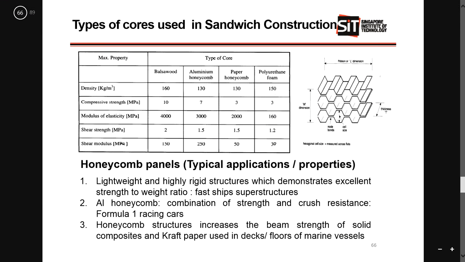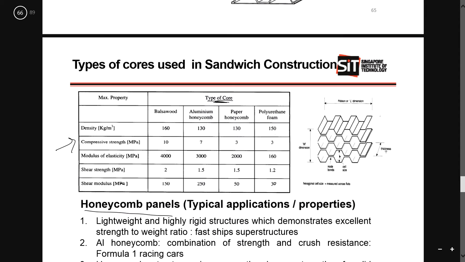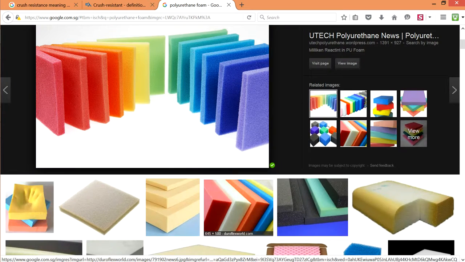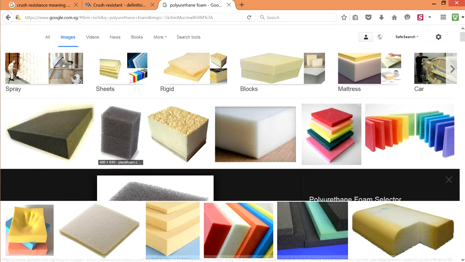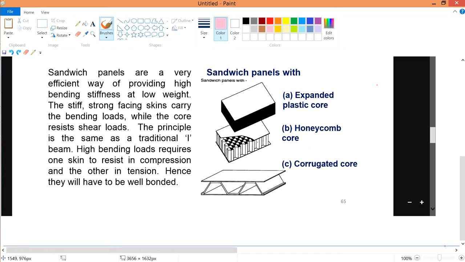Alright, going into the honeycomb panels, let's talk about the type of core first, besides the three types. These three types are very common. One type of expanded plastic core is actually the polyurethane foam. The polyurethane foam is something like this, like your sponge. Okay, so this is the polyurethane foam. Hopefully this is pretty clear.